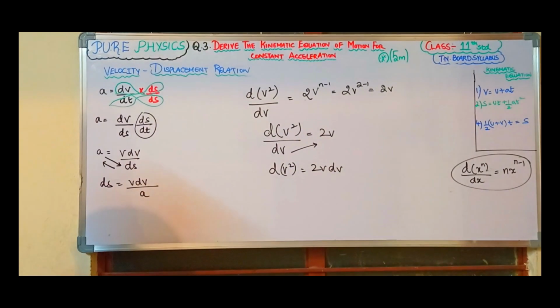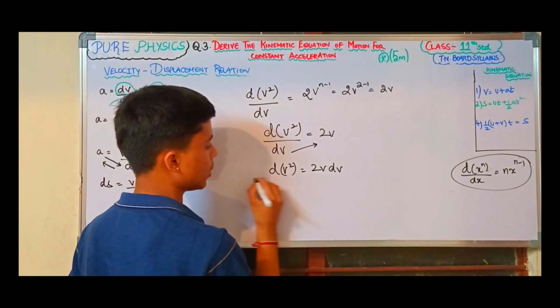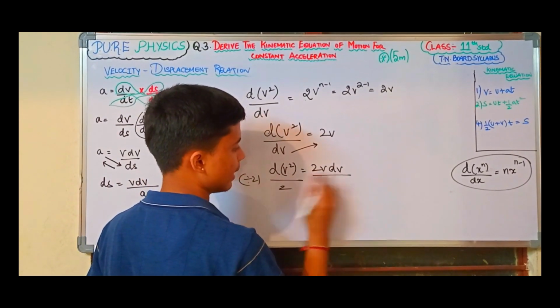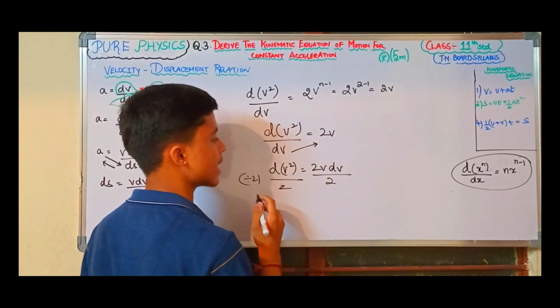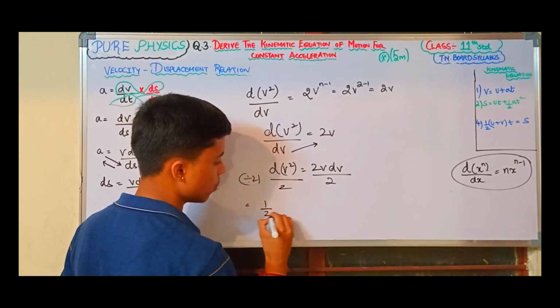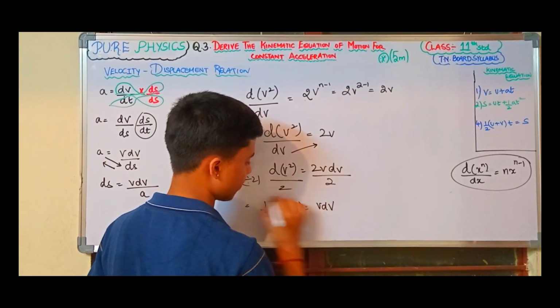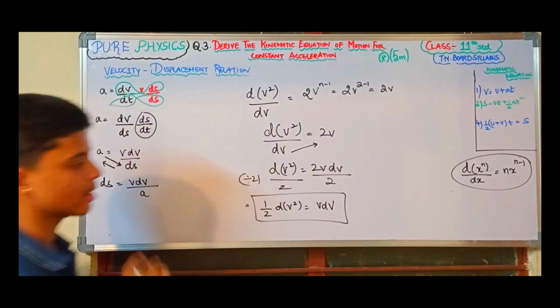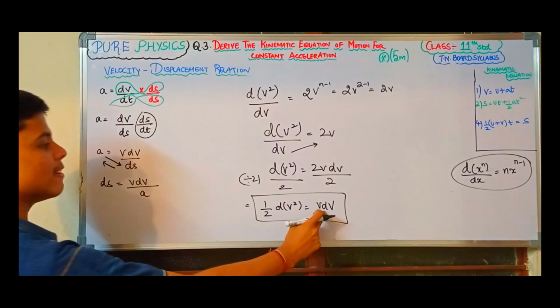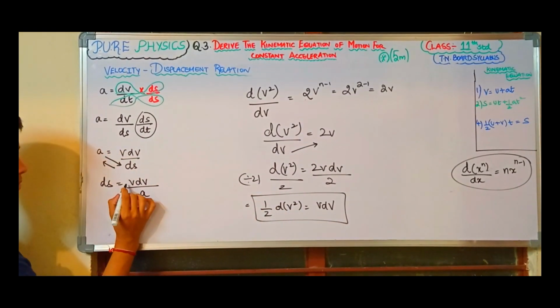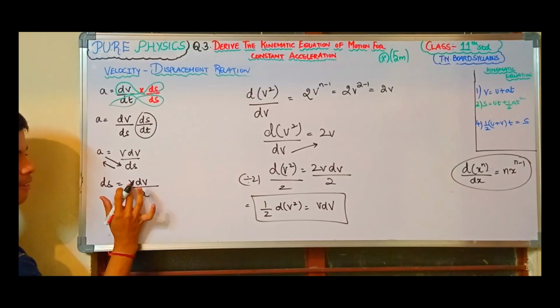Now divide both the sides by 2. When you divide this equation by 2 on both sides, you will get 1 by 2 dv square is equal to v dv. You arrive at this equation, and you have v dv value as 1 by 2 d of v square, and I have a value in this expression v dv.